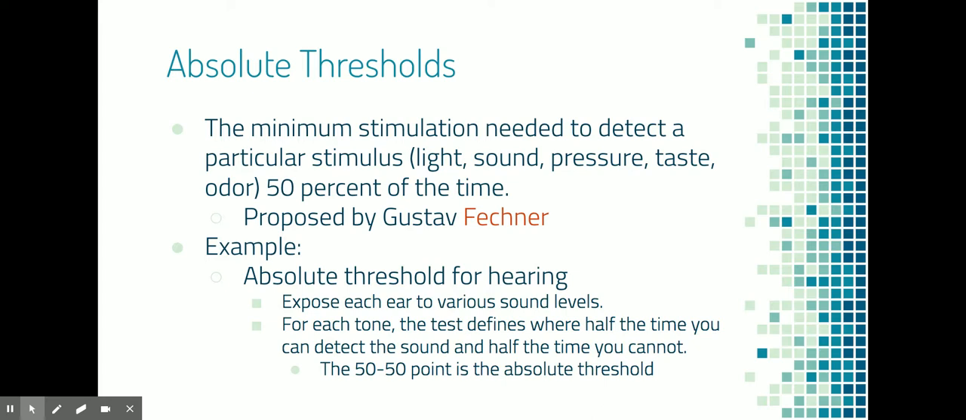Another example, for vision: where is the farthest something could be, like light could be, for me to be able to detect that there's light at least 50% of the time? So for example, how could we test your absolute threshold for hearing?